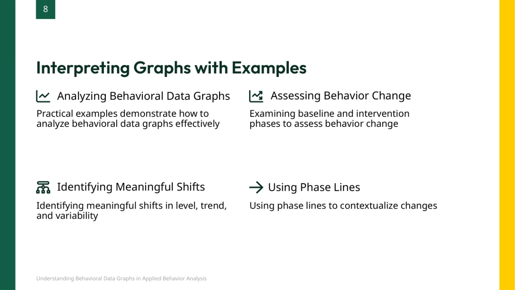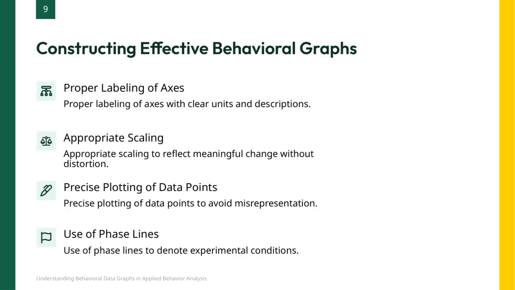Lastly, phase lines are critical tools. They help us contextualize these changes by marking when interventions begin or end, making it easier to see how behaviors respond over time. When constructing effective behavioral graphs, the first key point is proper labeling of axes.